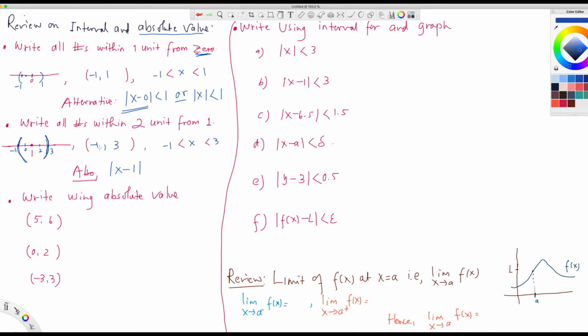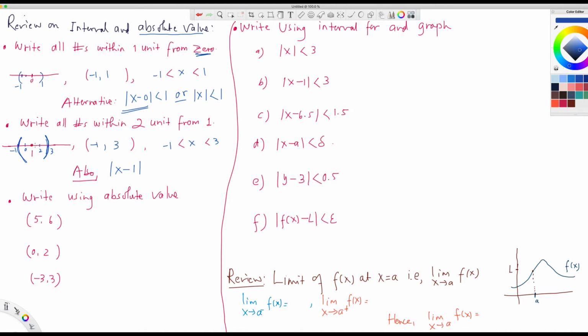What is exactly in the middle between -1 and 3? It is 1, right? So that is the 1. -1 and 3, that is exactly in the middle. So you write x minus that middle number. And what is the distance? The farthest distance from 1 is 2 units, right?